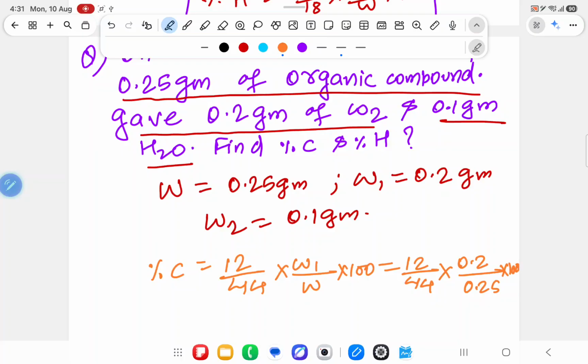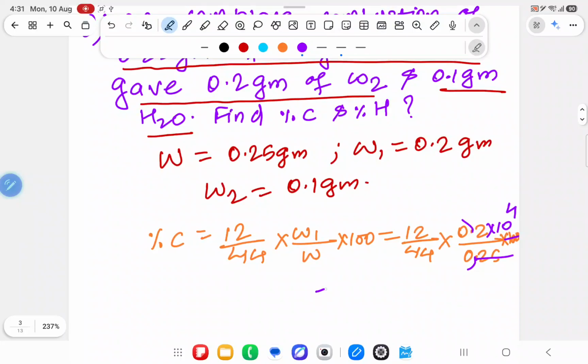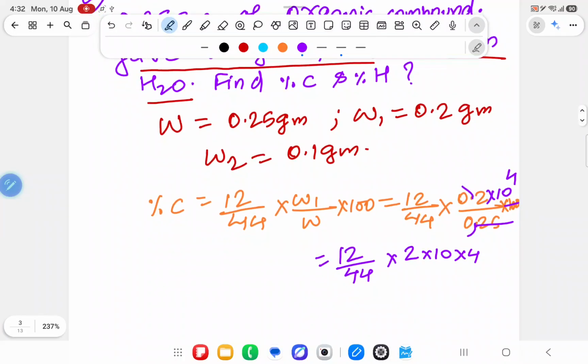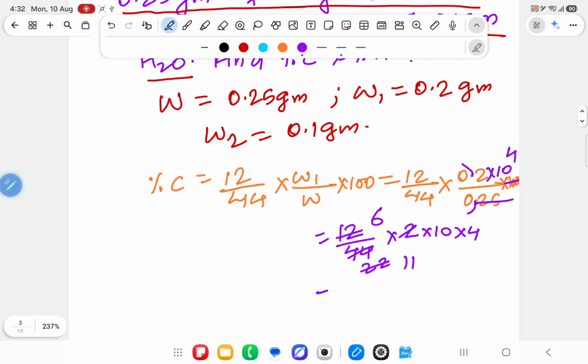Now if you solve it, from here we remove the decimal, 1 extra 10 coming, 25 4 times 100. What are you getting? 12 by 44 into 2 into 10 into 4. If you solve it properly, 2 2s are 4, 2 2s are 4, 2 11s are 22, 2 6s are 12. If you multiply, 6 4s are 24, 240 divided by 11, 11 2s are 22, 24, 11 1s are 11, 9 is the carry, 11 8s are 88. Approximately the percentage of carbon is 21.8%.